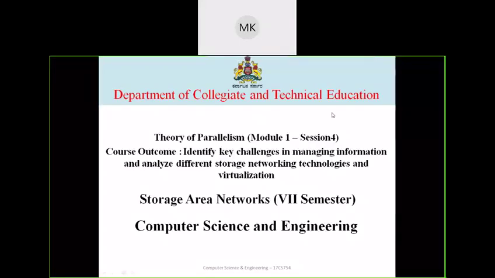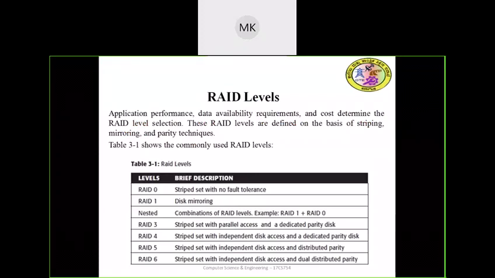Good morning everyone. Today's class we are going to discuss storage area networks. RAID levels: application performance, data availability requirements and cost determine the RAID level selection. The RAID levels are defined on the basis of striping, mirroring and parity techniques.